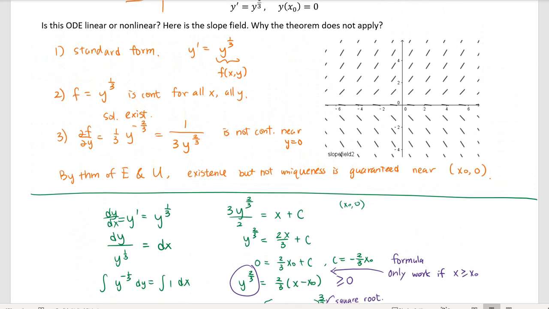Okay, so let's go back to this picture. It means y equal to 0. So that is this x-axis. So this is a solution. Okay, so this is a solution.